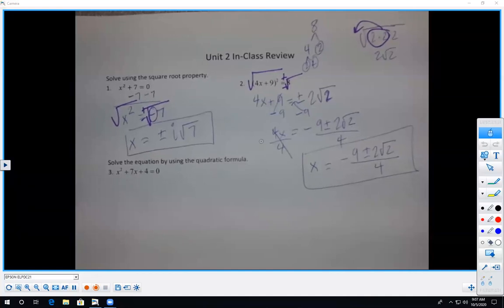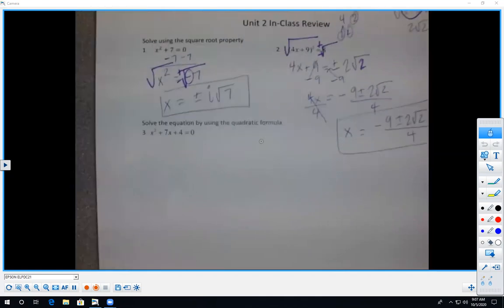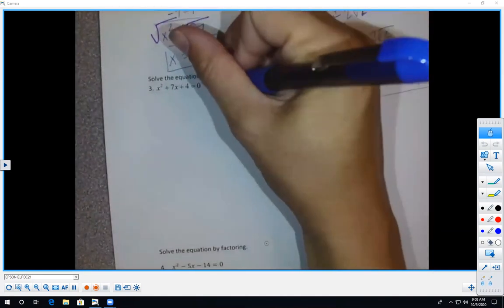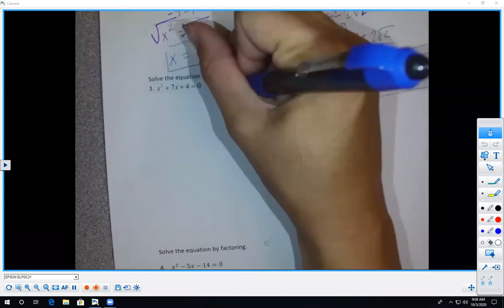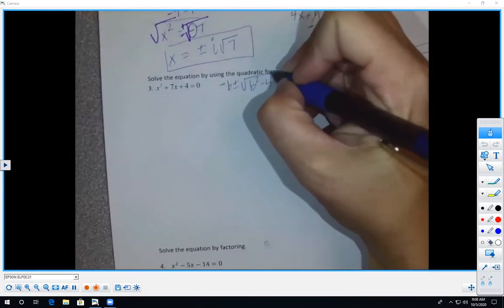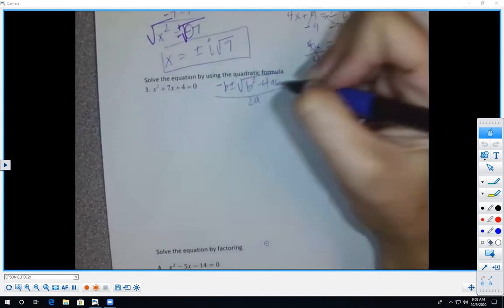Questions about that? Okay, look at number 3. It says solve the equation by using the quadratic formula. Okay, so you're given the quadratic formula on your exam. The quadratic formula, if you need to write it down, is negative b plus or minus the square root of b squared minus 4ac, and everything is divided by 2a.